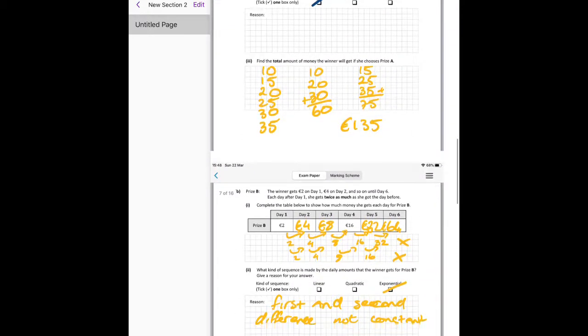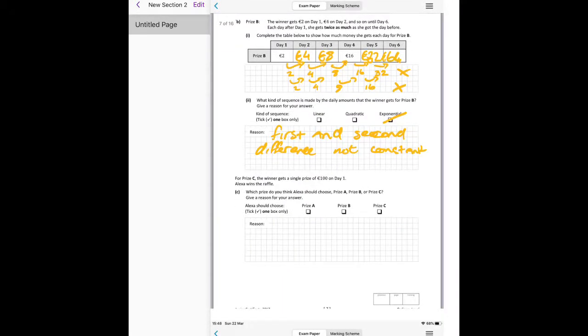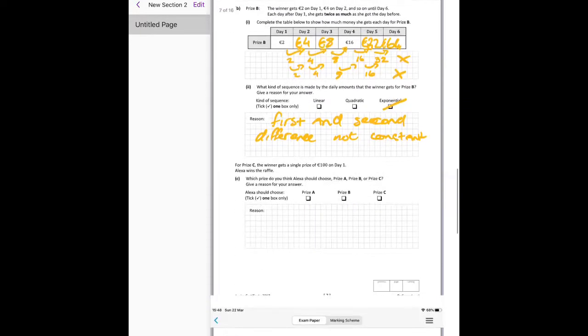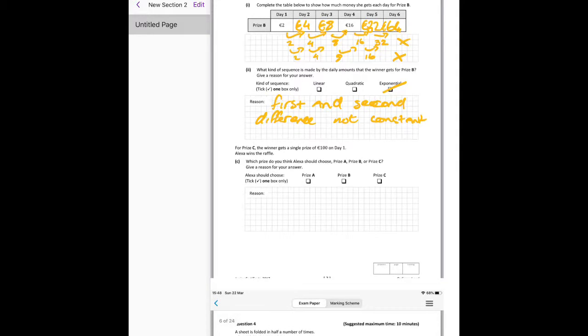So if they win day 1, they walk away with €135. If they win day 2, they walk away with 64 and 32. That brings to 96. And then another 16 brings to 112. 120, 126, which is slightly less than prize 1, so prize A. So it's just the most money. Reason, walk away with the most money. Don't need any fancier reason than that.